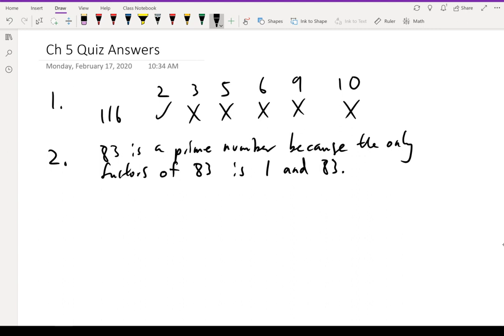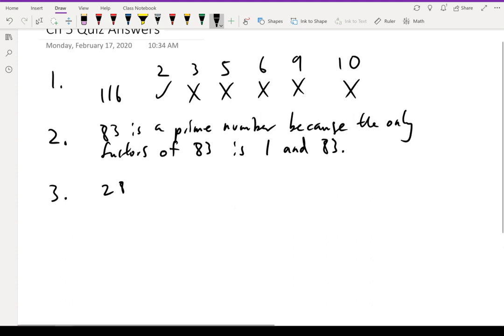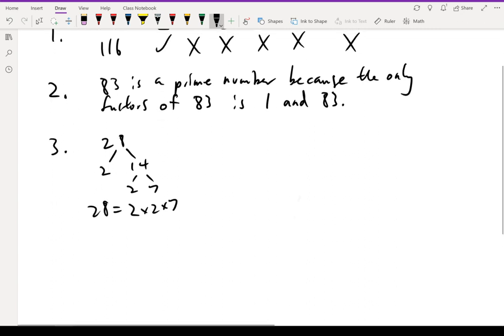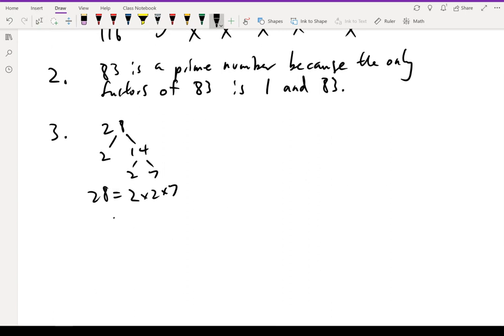Okay. Question 3. Write the prime factorization of the number. Okay, question 3 is 28. So 28, I'm going to use the tree factorization method for this one. This is going to be 2 times 14, 2 times 7. So 28 is equal to 2 times 2 times 7. And when we just write the prime factorization, we add the squares in. So it's going to be 2 squared times 7. So that's question 3.